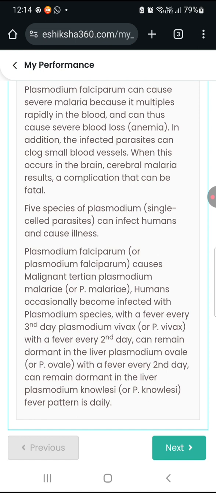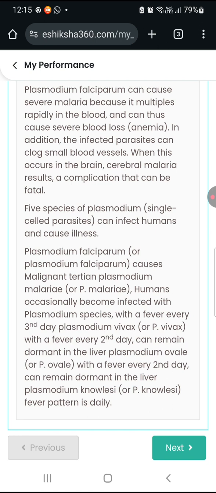Plasmodium falciparum causes malignant tertian malaria. Plasmodium malariae, or P. malariae, humans occasionally become infected with Plasmodium species with a fever every third day.